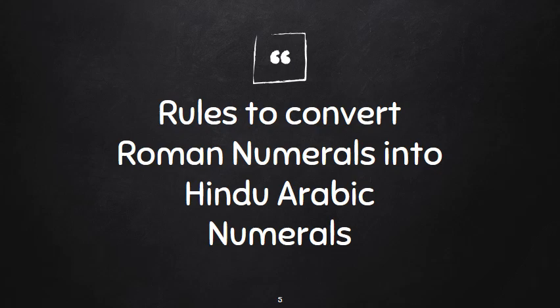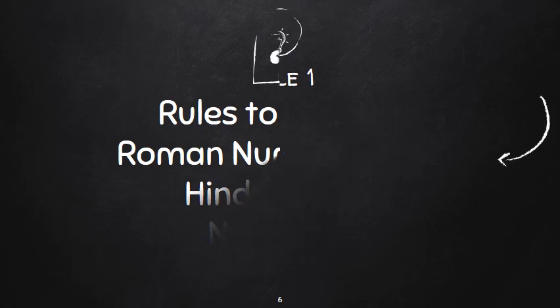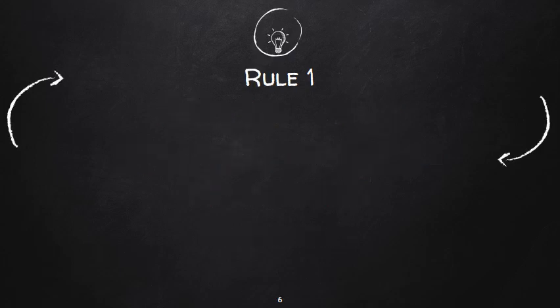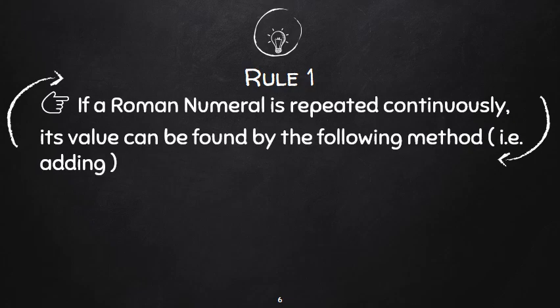Now, let us learn the rules to convert Roman numerals into Hindu Arabic numerals. So, rule number 1 is: if a Roman numeral is repeated continuously, its value can be found by adding. Let's see how, with the help of examples.